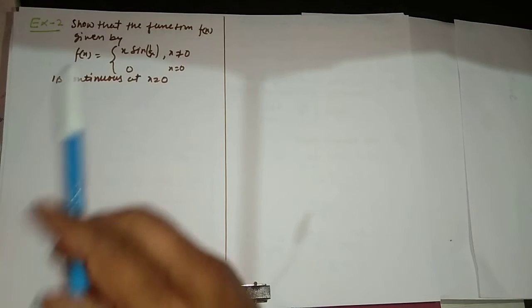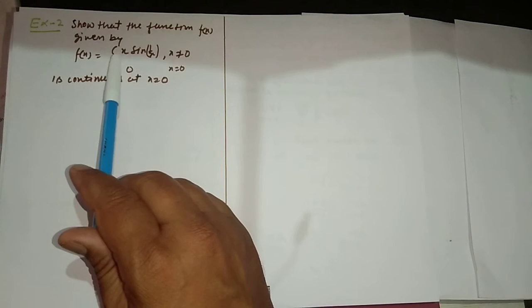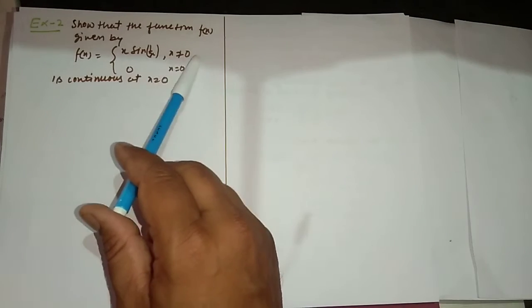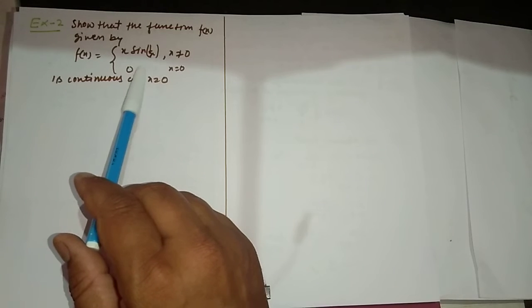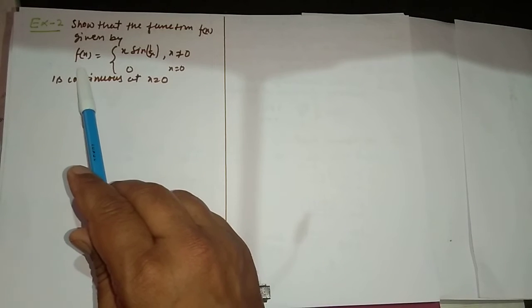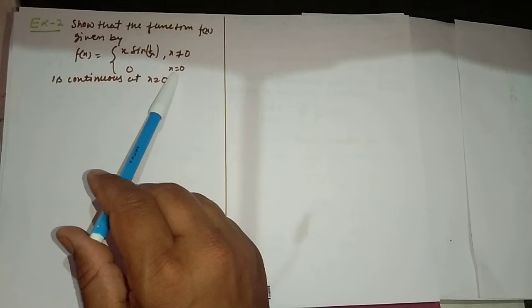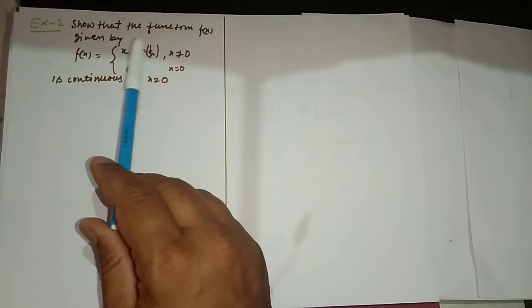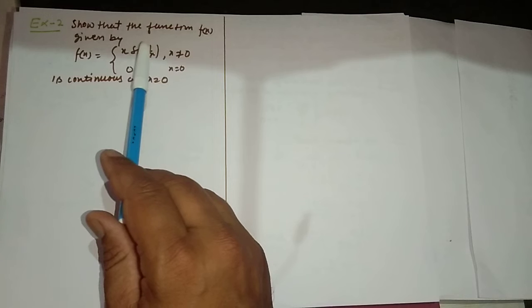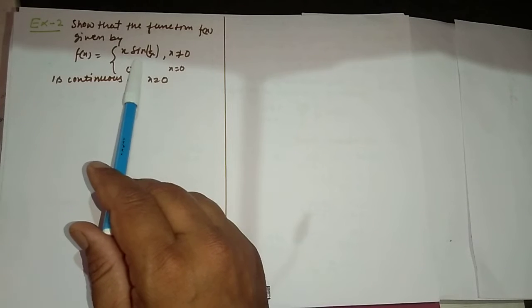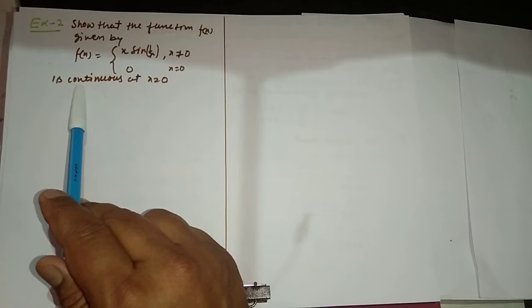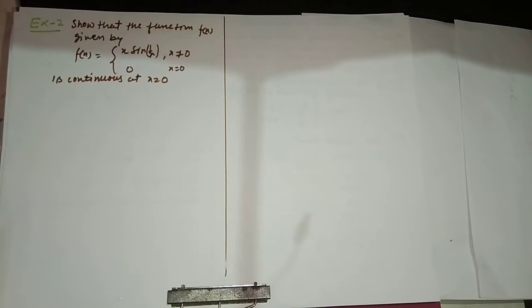We have a given function f(x) = x sin(1/x) when x is not equal to 0, and 0 when x is equal to 0. The function's value at x = 0 is 0, but if x is not 0, the function is x sin(1/x). So what we have to do is check the continuity at x = 0. We will use the same simple method.